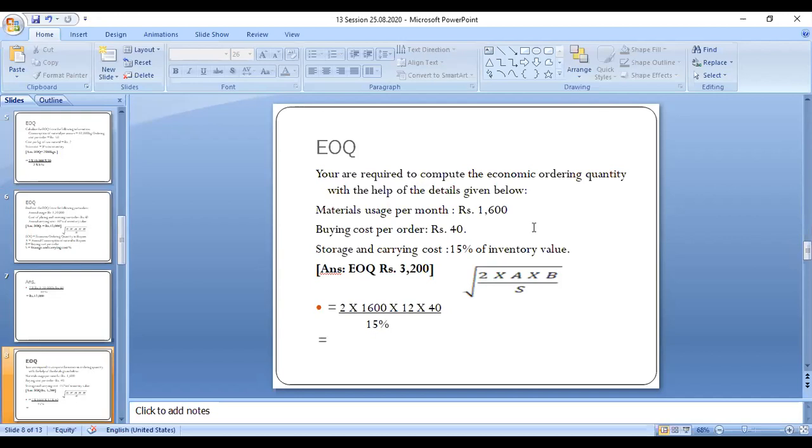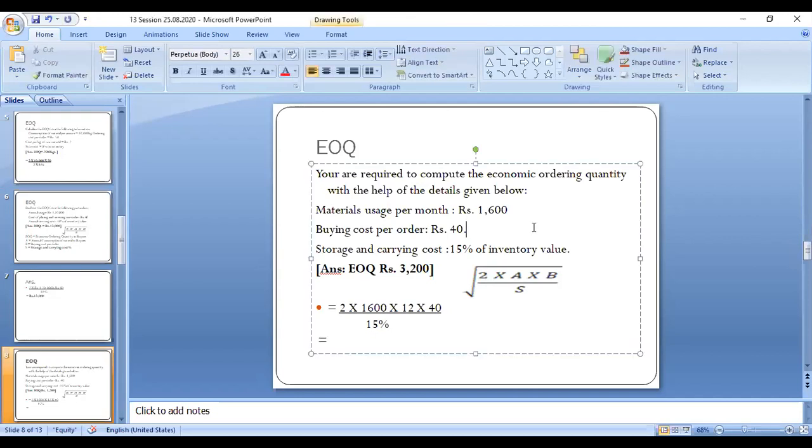The next problem is the same case, but here I will give you some additional information. You have to be very careful in writing this problem also. You are required to compute the economic ordering quantity with the help of the details given below.